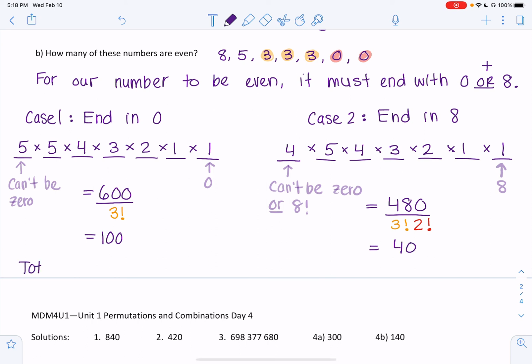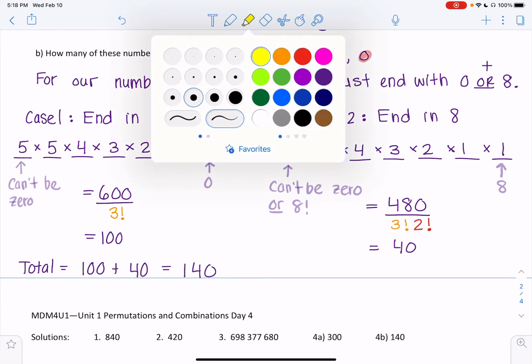Now, to find our total, we add up everything from case 1 and everything from case 2, and we have 140 as our final answer.